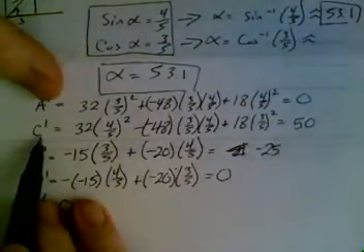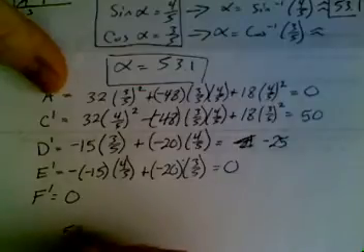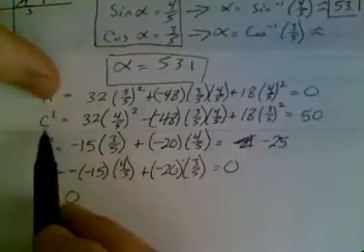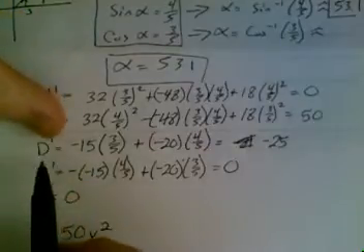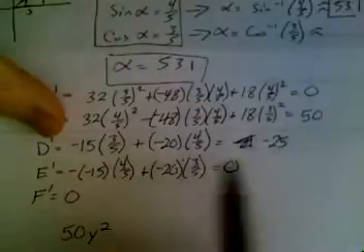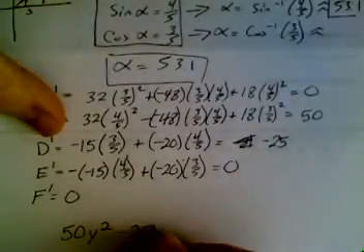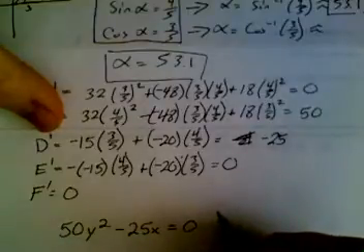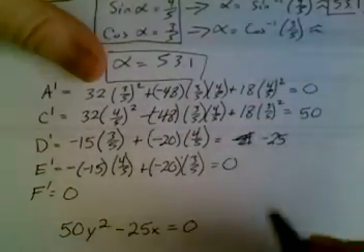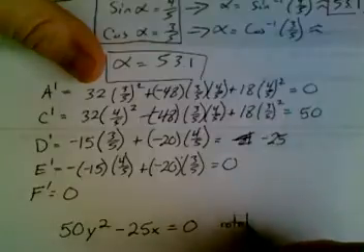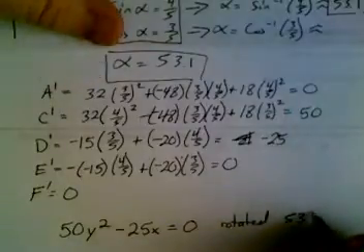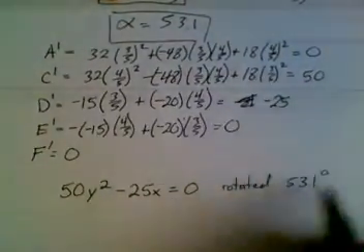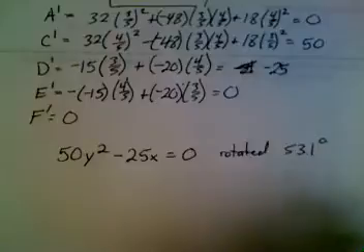My c prime always corresponds to the y, so I have 50 y squared. Again, a corresponds to the x squared, c corresponds to the y squared, d corresponds to the x, so it's going to be minus 25x equals 0. That's it, because everything else is 0. And again, I'm going to write this down, rotated 53.1 degrees. That's the graph I'm looking at, and it's rotated like this. So this is clearly going to be a parabola.